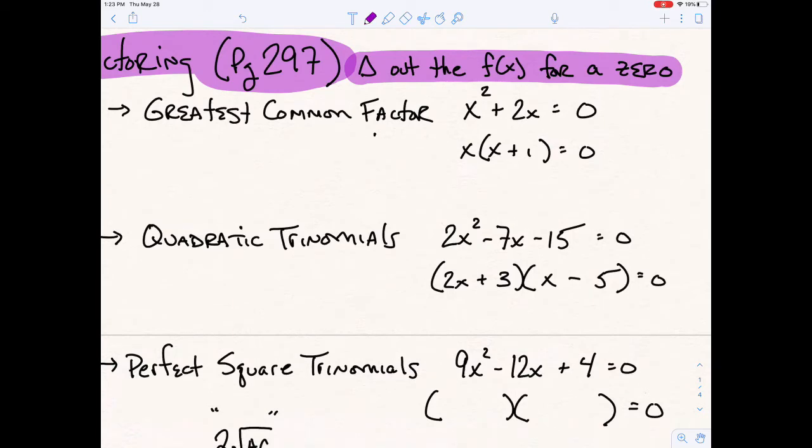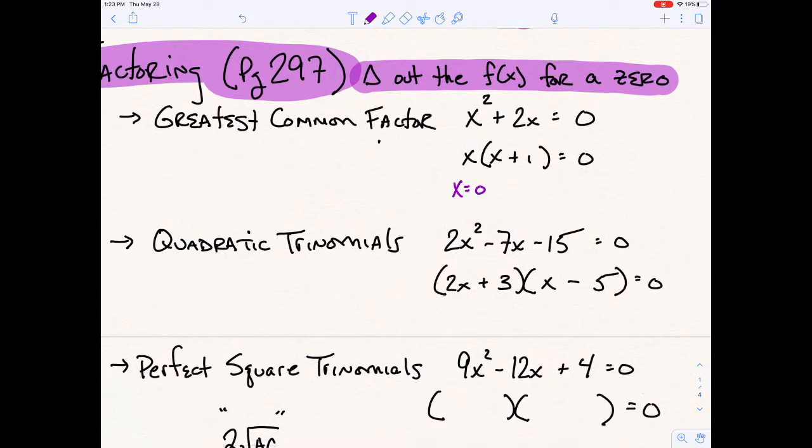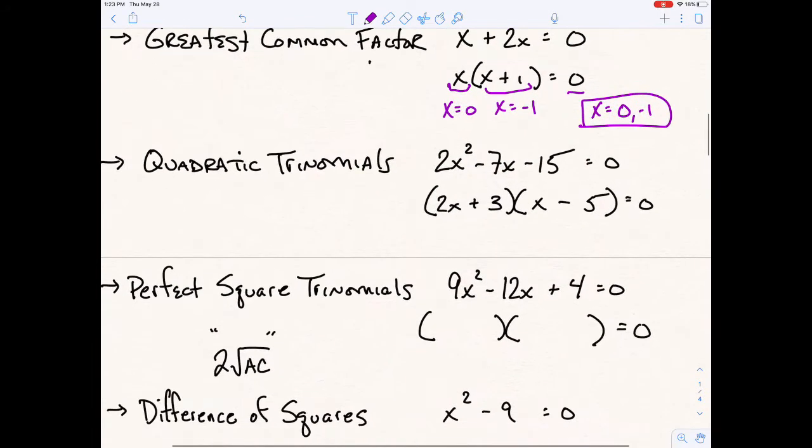Right, let's imagine you have x squared plus 2x equals 0. You can factor out a common factor of x, and then you have x equals 0, or x is -1, right? Because those are the values that would make those two individual statements, this one and this one, zero. If either one of those is 0, the whole thing is 0. So 0 and -1 would be our solutions. You'd write x is 0 and -1, and that would be your solution.